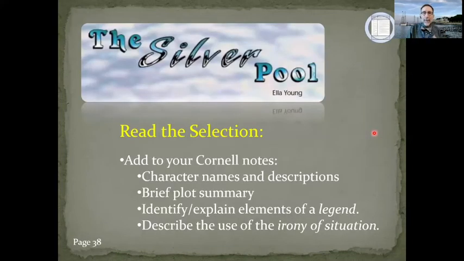All right, so as we go through here, be sure to add the character names to your notes so you'll remember them later. Write some quick descriptions so you'll keep them straight. It doesn't hurt to write a brief summary of the plot, because especially if you're going to have to explain how the irony of situation came about, you're going to have to explain those little subtle details in the plot that built to that irony later on. You should be able to explain why this is a legend. What characteristics of a legend do you see in this story? And then the irony of the situation.